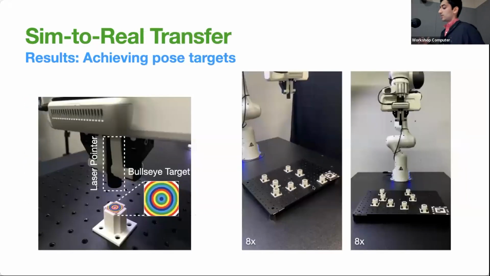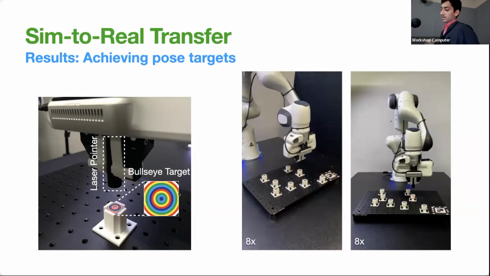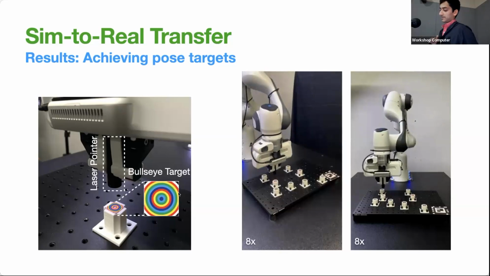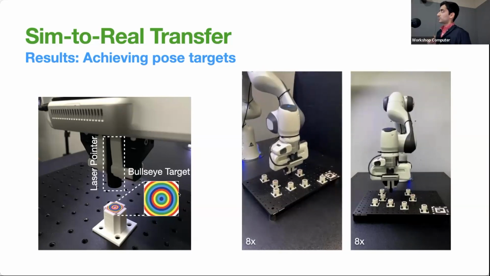Here's an experiment that coupled our perception module with our transport policy to assess how accurately our policies could achieve pose targets in the real world. Specifically, we placed sockets at random locations and orientations on the breadboard and placed bullseye targets on top of each socket. We grasped a laser pointer, detected the sockets from RGB images, and measured how close the laser was to the bullseye. The system achieved a mean steady-state error of 4.2 millimeters over all trials.